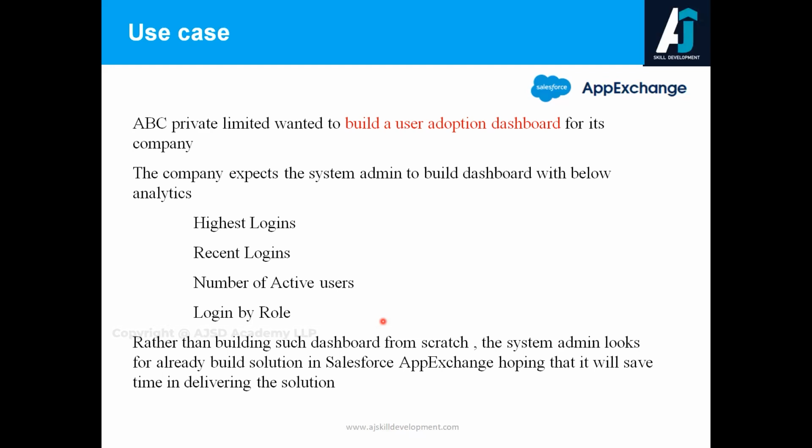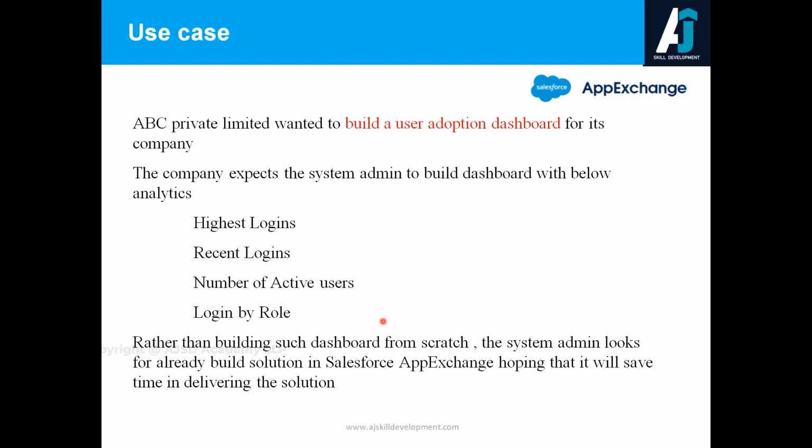So now the developer or the team has two choices. One is to build the adaptation dashboard from scratch, or they can directly go for a ready-made available solution. If they are going for a ready-made solution, then probably the place will be the AppExchange, right? You will be searching whether any solution already exists in the AppExchange which matches the business requirement, right?